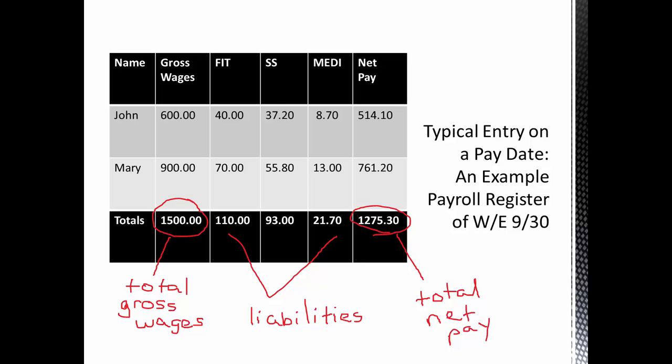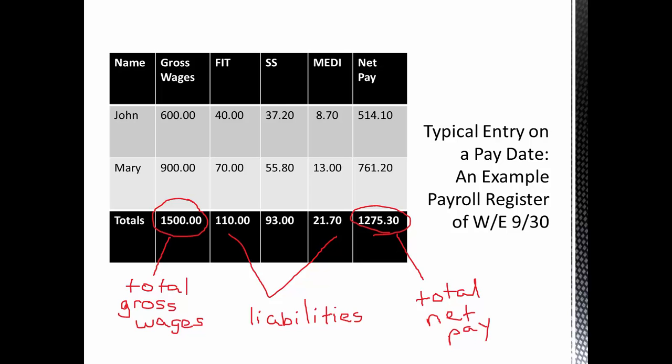This shows a payroll register, and we're going to use these numbers as examples. On this payroll register, we have two employees, John and Mary. Gross wages are listed there, and they total up to $1,500. They had federal income tax taken out of $110 for the two of them, Social Security $93, Medicare $21.70, and leaving the net pay for the two checks of $1275.30.